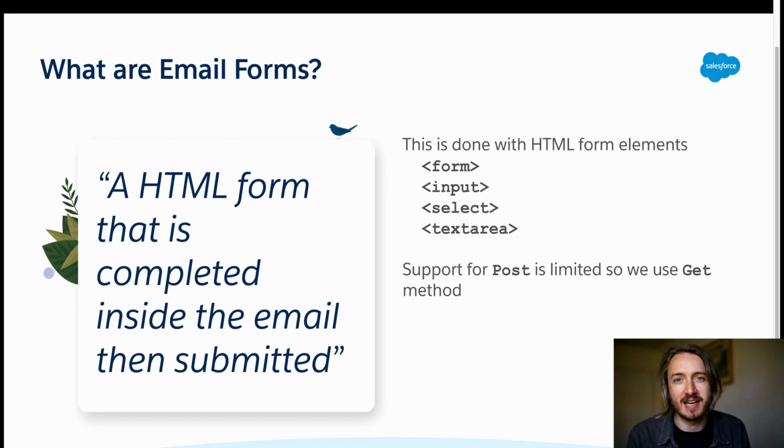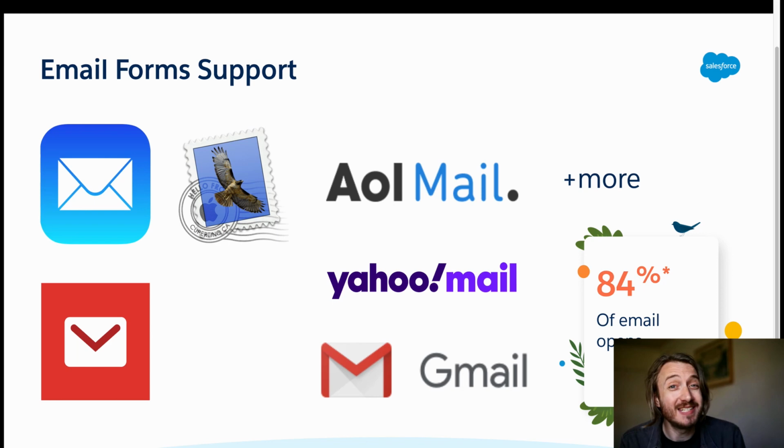So form support, 84%. That is winning. We are really good for email form support. These work in, it's very similar logos to before, but we've lost two. We've lost the Outlooks, unfortunately, and we've lost Thunderbird, unfortunately. But both of those have quite small market share. What we've gained is Gmail, and Gmail has a lot of market share. So that's pushed us right up to 84%.